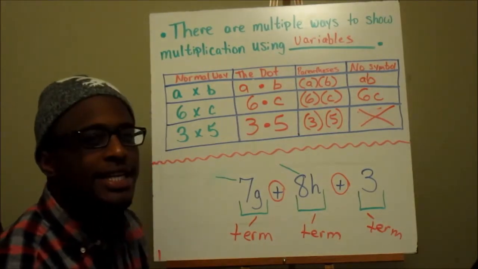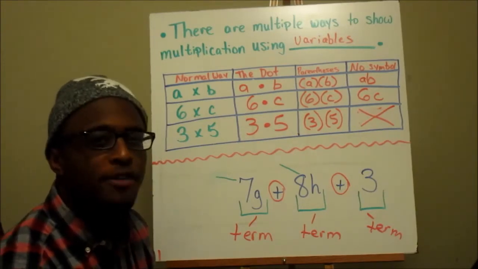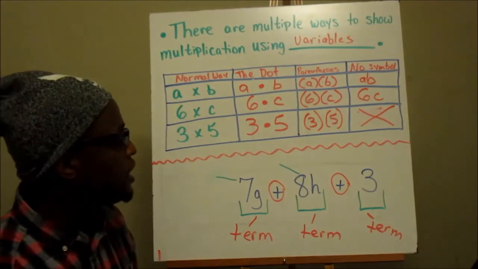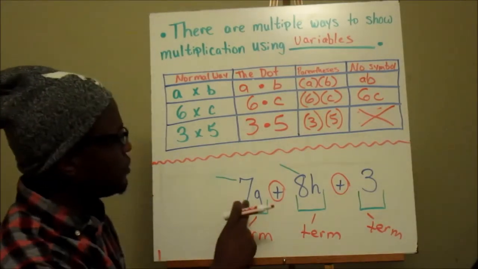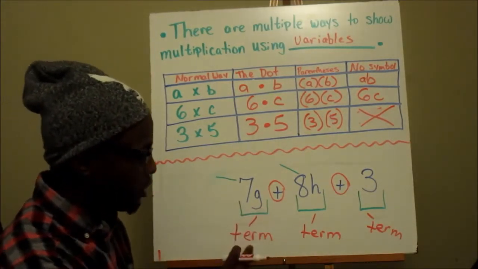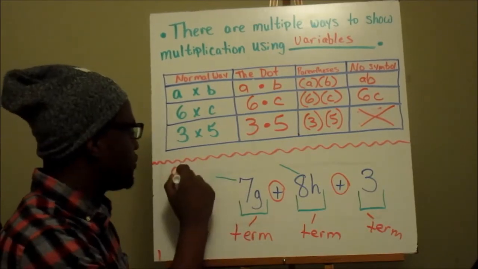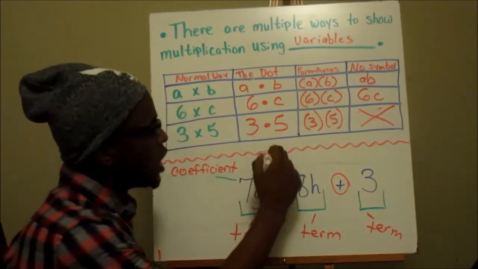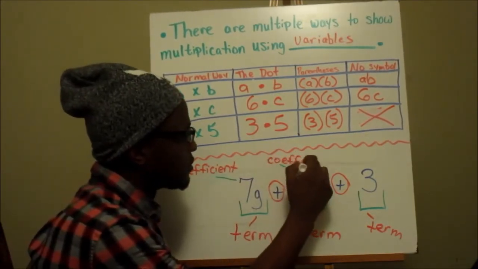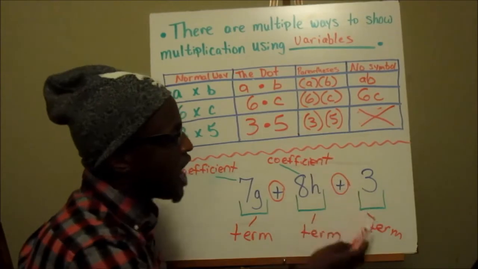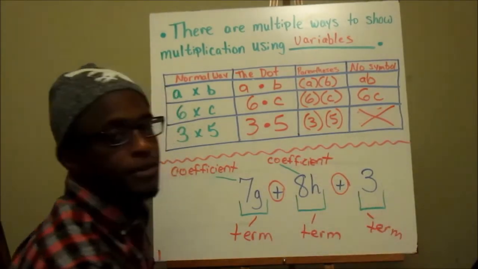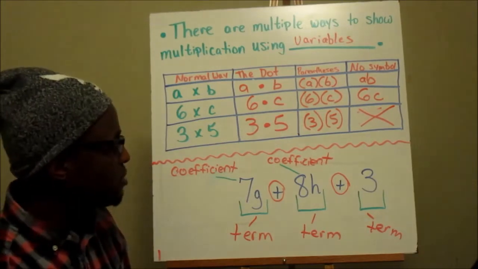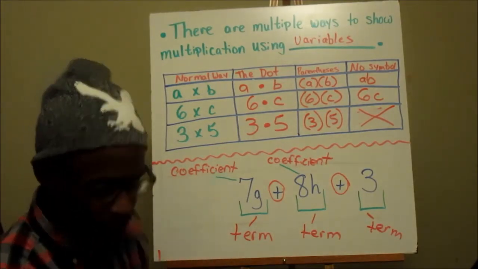Alright, the next word we're looking at is coefficient. The coefficient is the constant factor in a variable term. So these are the numbers right next to the variable. So here in our first term, 7G, 7 would be my coefficient. 8 would also be a coefficient. Now the number 3 would not be a coefficient because it doesn't have a variable, so it is just a number by itself. It's just a term. So those words you want to be familiar with: term and coefficient.